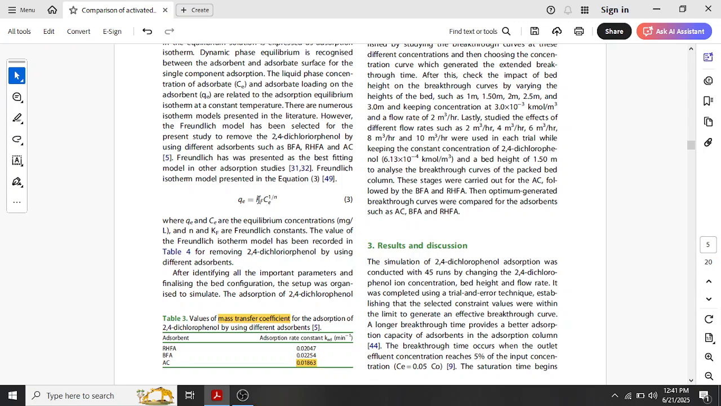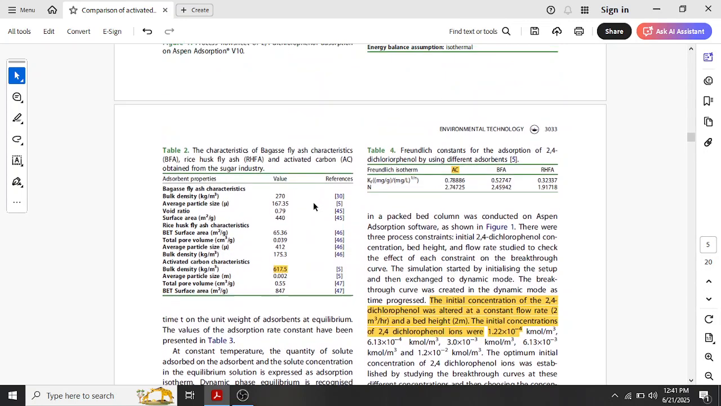So these are the constants. K is the constant, and 1 over n, or n, is the constant. So here you can see the n. This is the activated carbon. These are the other adsorbents, but we will focus on this activated carbon. For the Freundlich isotherm constant, here you can see the milligram per gram, and this is the unit of this one. So this is the Freundlich constant value for activated carbon, and this is the n.